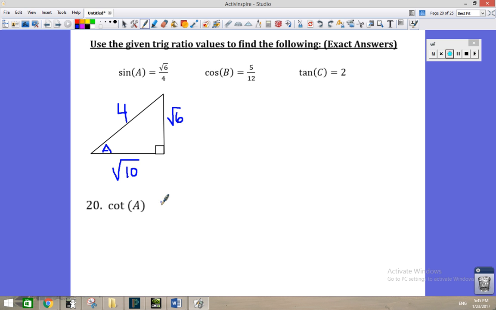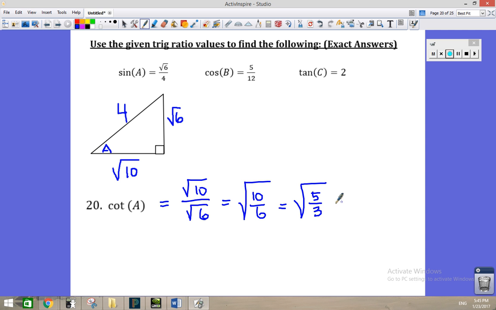The cotangent is the reciprocal of tangent, so instead of opposite over adjacent, it's adjacent over opposite, and I can put this under one radical. I can simplify this because they're both even numbers. But then to rationalize this, I need to multiply the top and bottom by radical 3. So we have radical 15 over 3, and that's our final answer for the cotangent of A.